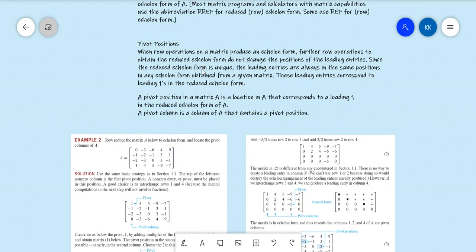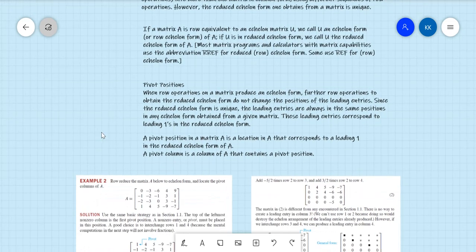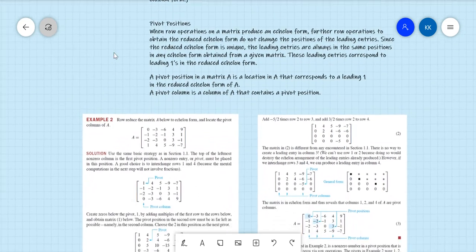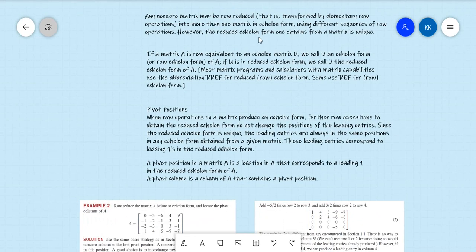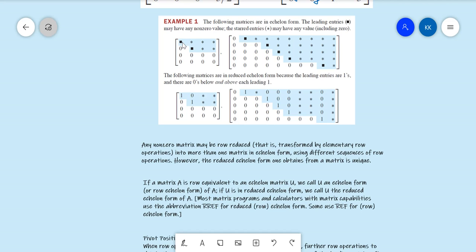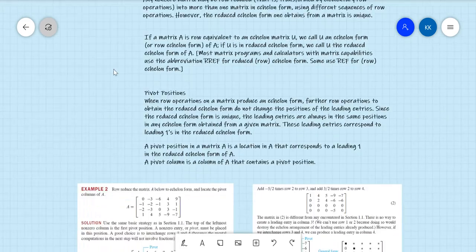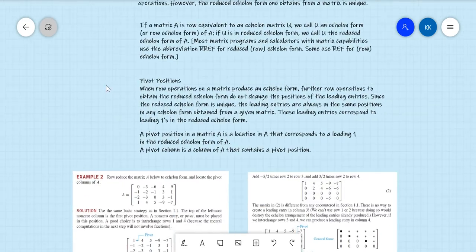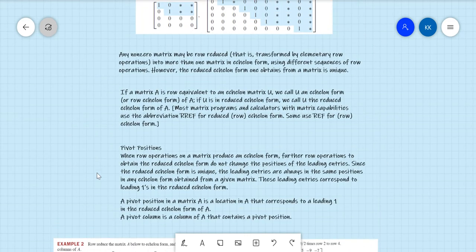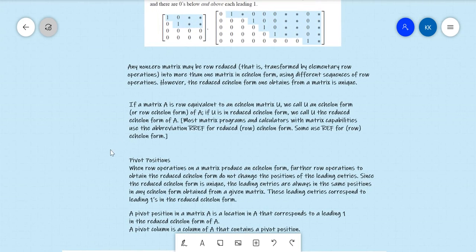Since the reduced row echelon form is unique, which we discussed in this theorem, the leading entries are always in the same position in any echelon form obtained from a given matrix. So we saw that one matrix can have multiple echelon forms, but the leading entries will always be in the same position. There might be a 2 here, a 5 here, a 7 here, but they will always be in these two positions, the first non-zero elements. These leading entries correspond to leading ones in the reduced echelon form. Again, in the reduced echelon form, these are now ones.